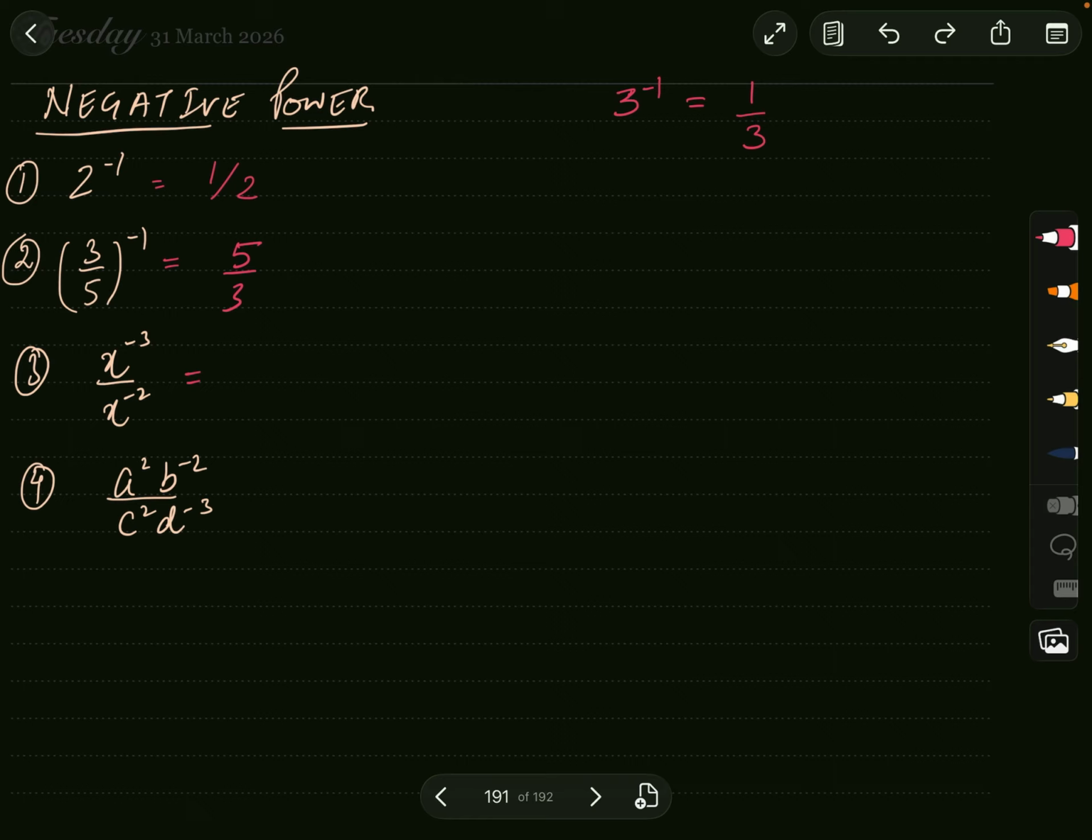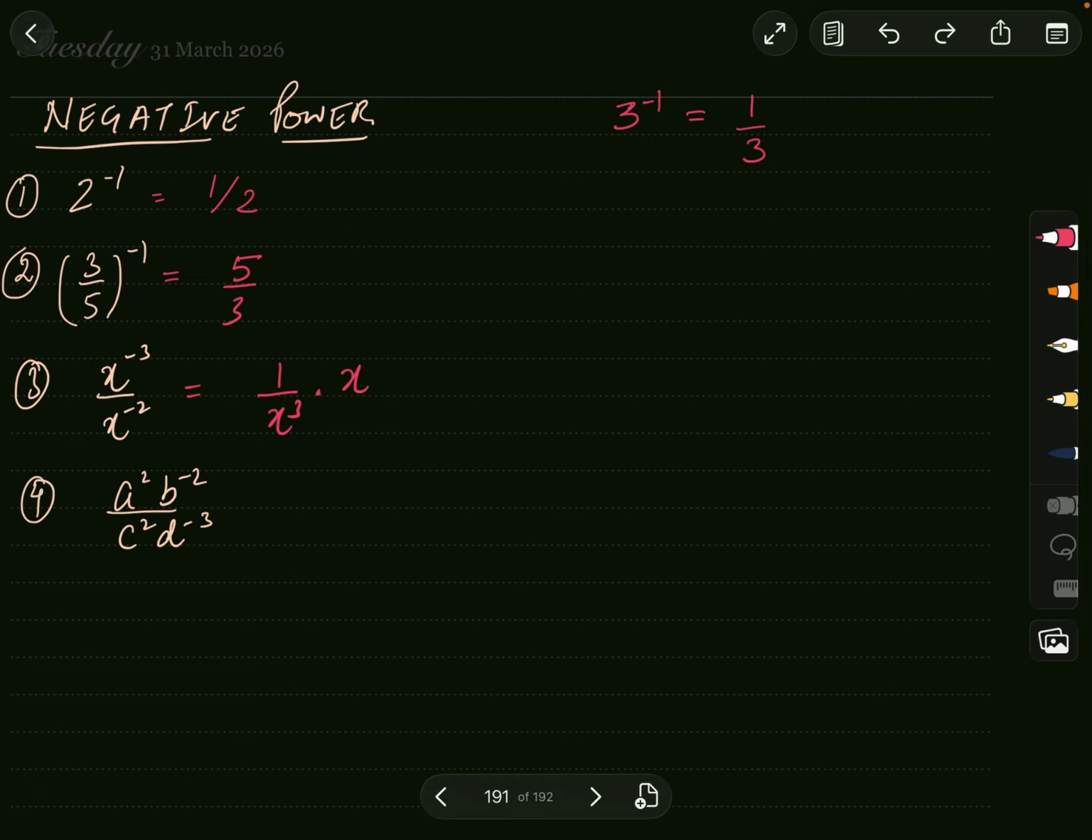Similarly, if you have x to the power of negative 3 in the numerator, this will shift to the denominator, and x to the power of negative 2 is in the denominator, so this will shift to the numerator. So ultimately this is going to be x to the power of 2 divided by x to the power of 3, which you can simplify by the power rule. So 1 upon x is going to remain. In case you don't know, x square is x times x, and x to the power of 3 is x times x times x. The two x's will cancel out and we are left with 1 upon x.